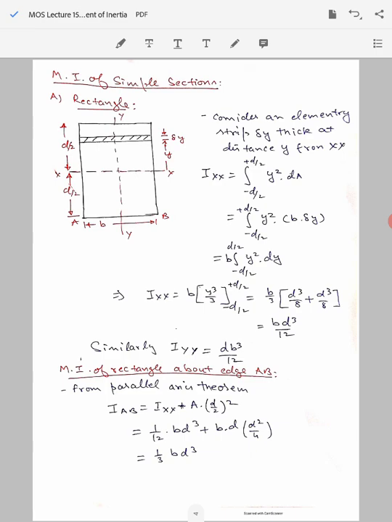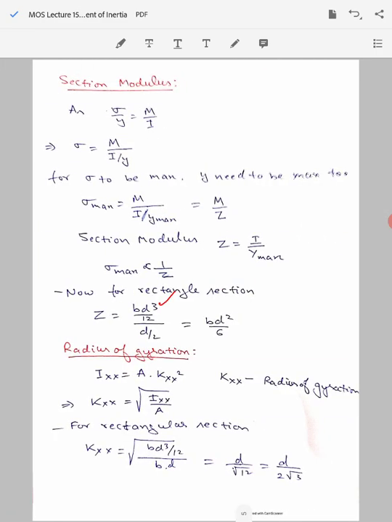So here if you divide by d by 2, you will get the section modulus for a rectangular section as BD square by 6. You see this rectangular section is about the x-axis. If you want to find the section modulus about the y-y axis, it will be simply DB square by 6.